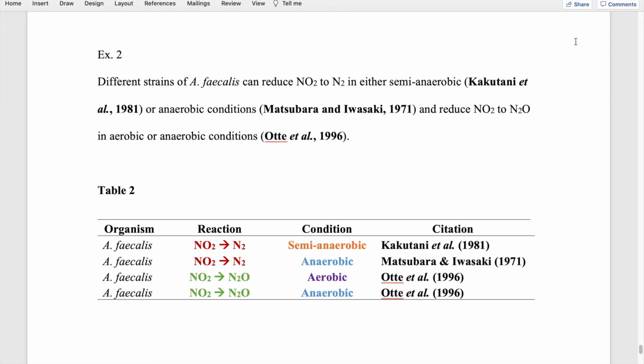After I read these 3 research papers, I rearranged the citations in the sentence so that the reader now knows exactly what information I got from which source. For example, the reader now knows that only Kakutani et al. researched A. faecalis reducing NO2 to N2 under semi-anaerobic conditions. Matsubara and Iwasaki and Ote et al. did not conduct a similar experiment. Table 2 summarizes what was said in the text.